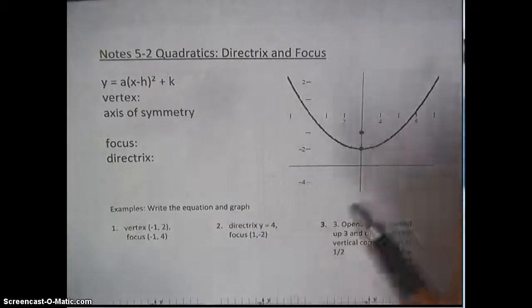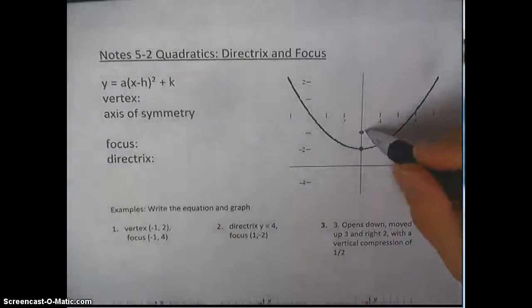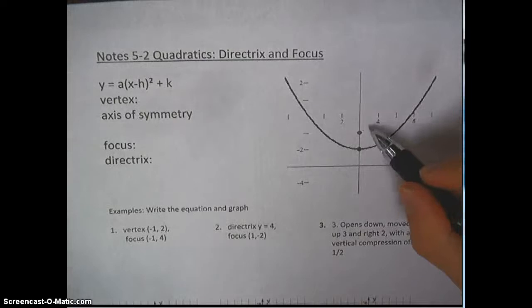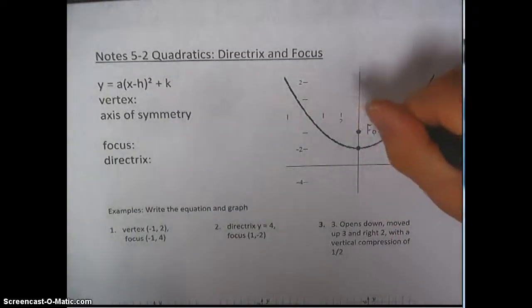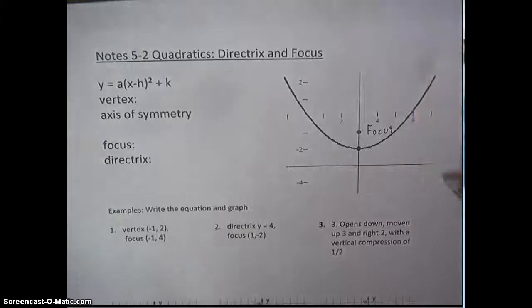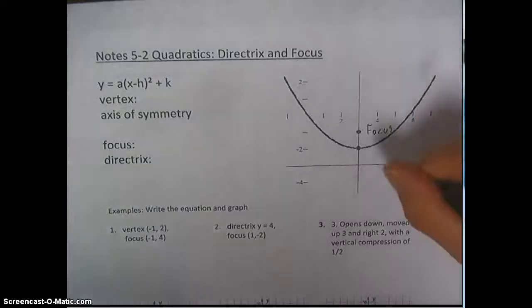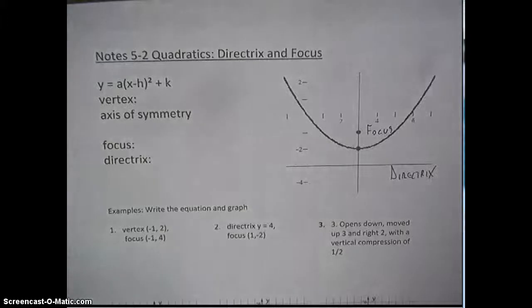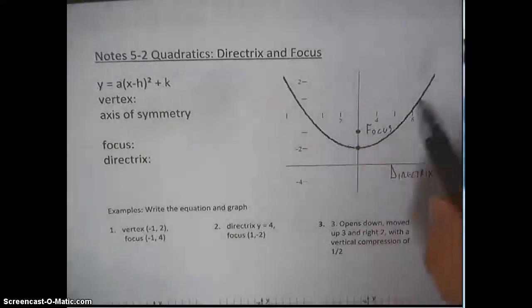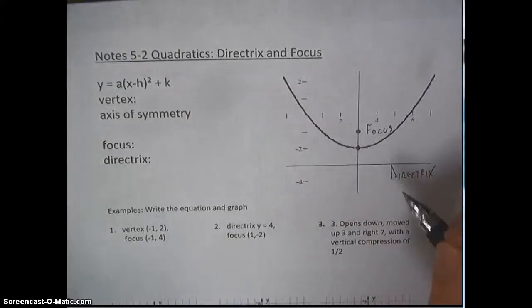The first thing you need to know is that this dot right here above a quadratic equation is called the focus. And this line below here is called a directrix. And parabolas like this, these curves, have a geometric definition.